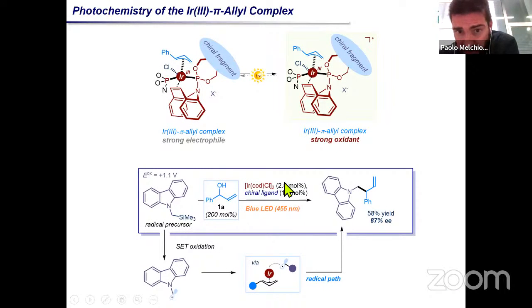We made in situ the iridium 3-pi allyl complex by mixing the chiral ligand with the iridium 1 in the presence of the substrate, that is the allylic alcohol. Here, the main point was to irradiate the reaction mixture with a blue LED. Upon excitation, this compound should become an oxidant, able to take out an electron from this organic silane. Splitting of the silicon group leads to this carbon-centered radical. And this organometallic intermediate was then able to trap the radical with perfect site selectivity, branch selectivity, and with good level of stereo control. This chemistry, without light excitation, is not proceeding at all, no reaction at all. So it is again a photochemical process.